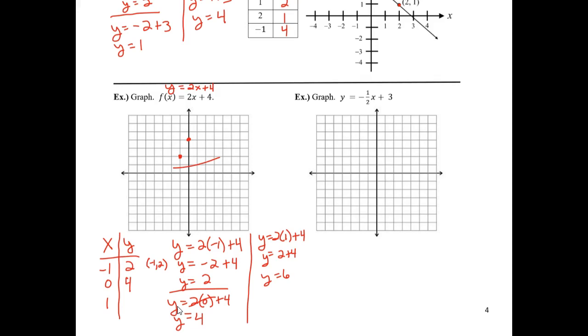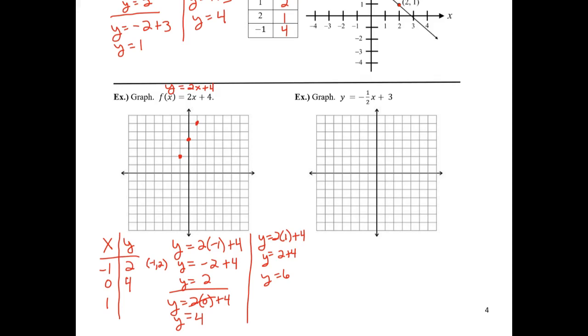Lost my marker here. Oh, sorry about that. I erase it. Over 1, up 6. Oh, put it in the wrong spot. Try one more time. Over 1, up 6.